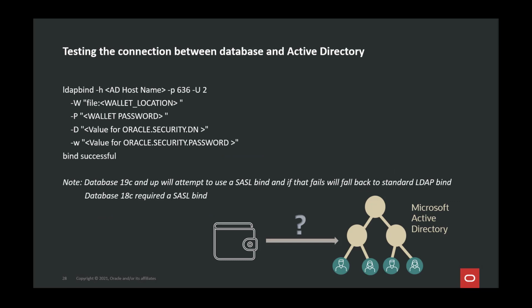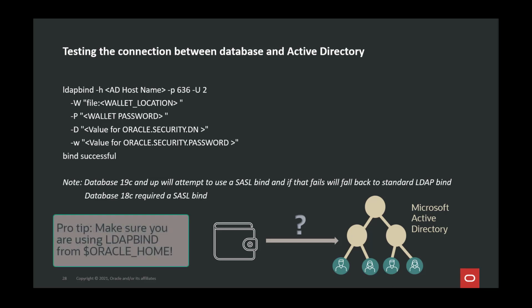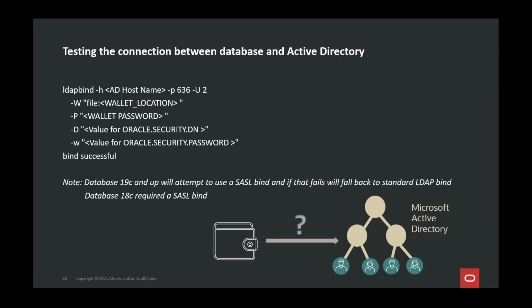Next tool we'll look at is the LDAP bind command. This is how you test your TLS connection between the database server and Active Directory. You're going to run LDAP bind, give it the host name, the port 636, your authentication method, which is -U2, that means only the server presents the certificate, the wallet location and password, and then the entries that you got from your MakeStore commands, that tool we looked at on the last slide. What is the distinguished name of the service account? What is the password of the service account? If this doesn't return a bind successful, you need to stop right here because the database isn't the problem. It's somewhere in your connection between the database and Active Directory.